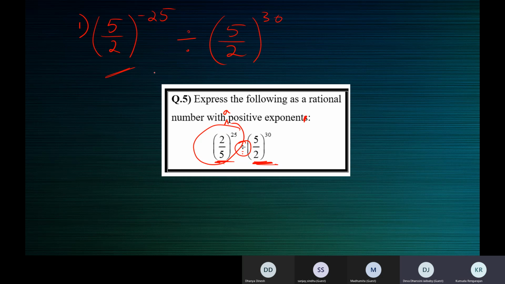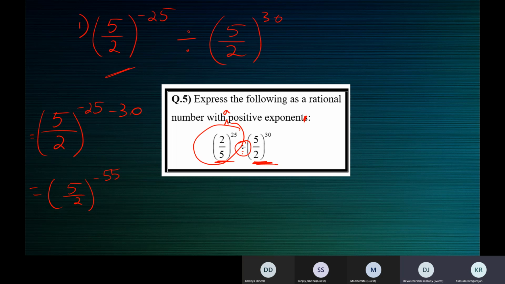Now use the law of exponents. Bases are same, 5 by 2, and it's division, so we subtract the powers. Correct, children? Yes, ma'am. Very good. So then it becomes 5 by 2 to the power minus 55. Now we have simplified.